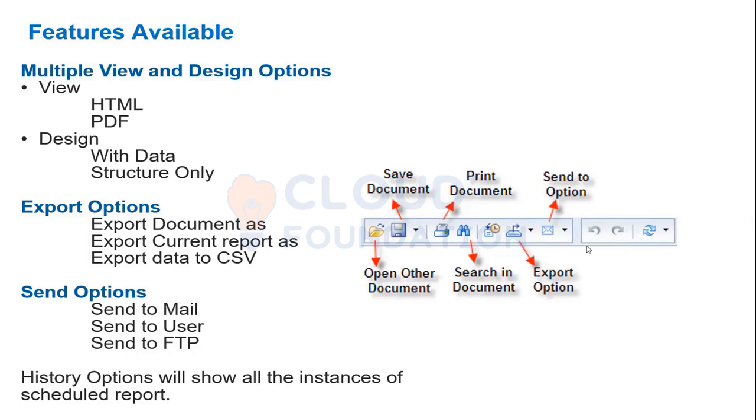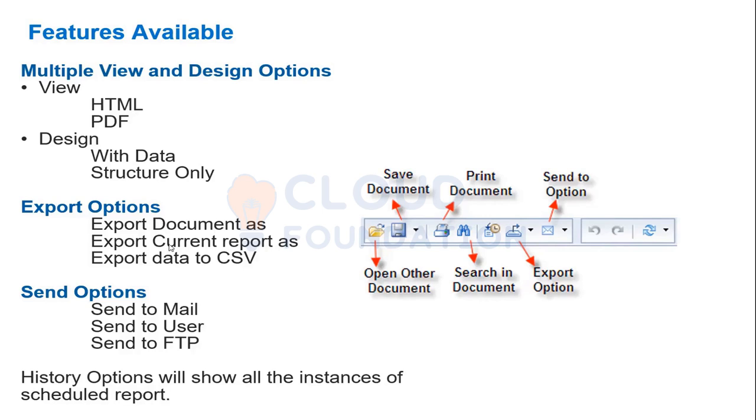We can send to option. It is for sending to the BI inbox. Here is also an option available in the toolbar, and here it is for refreshing the report. These are the options. If you see view, HTML, PDF, design with the data or with structure. Design mode: we have two options, we can design with the data being there in the report or we can only keep the structure and design the report.